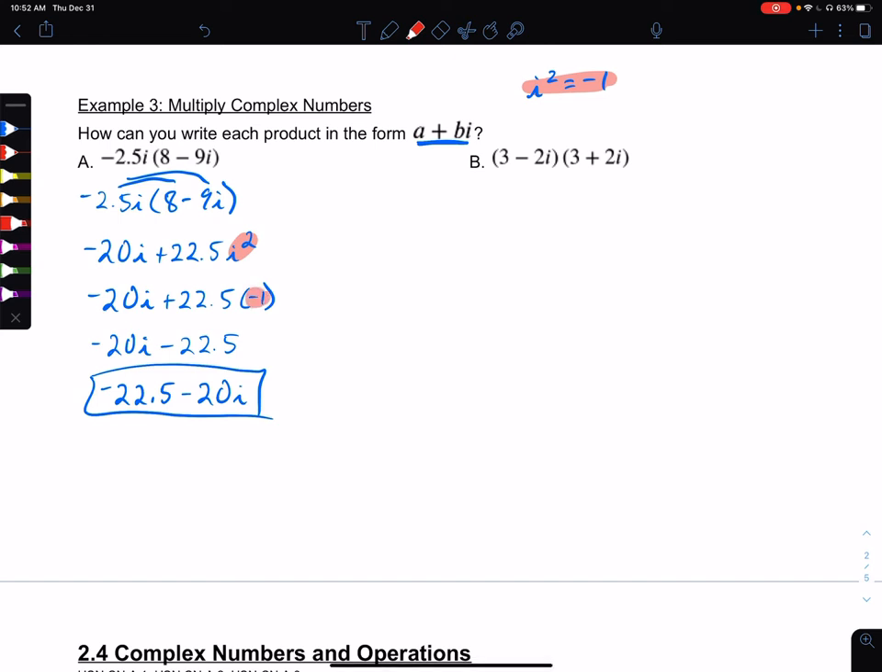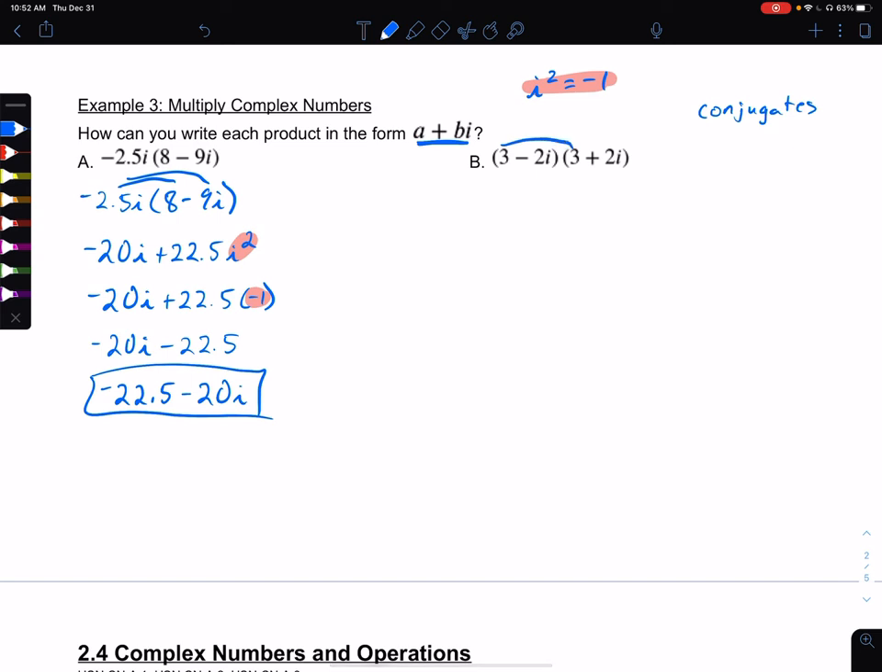All right, in part B, now we have a binomial times a binomial. These ones are actually conjugates of each other. So this is a word that's going to come up. This word's going to come up a couple times. You'll see it when we get to dealing more with fractions and simplifying fractions. Here, we're just worried about FOIL or distribution.